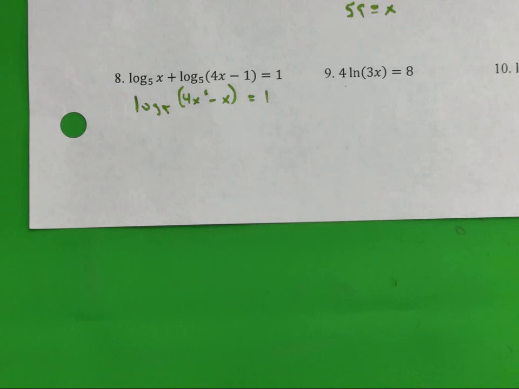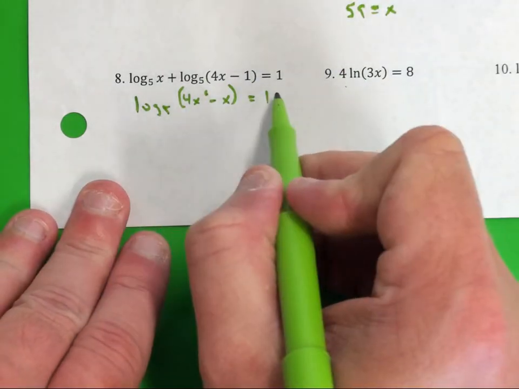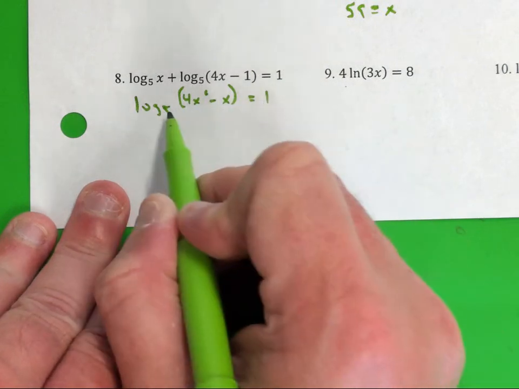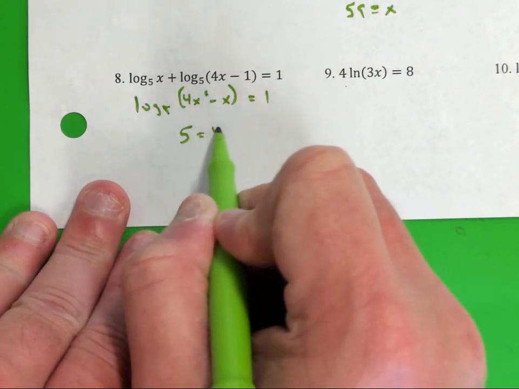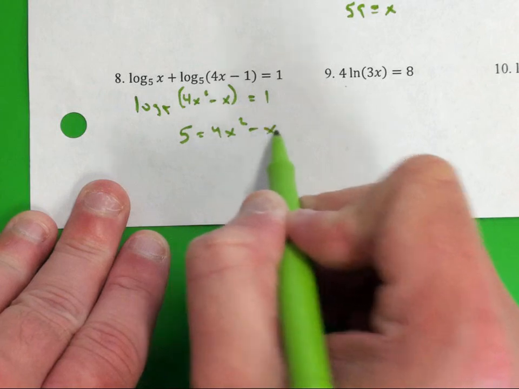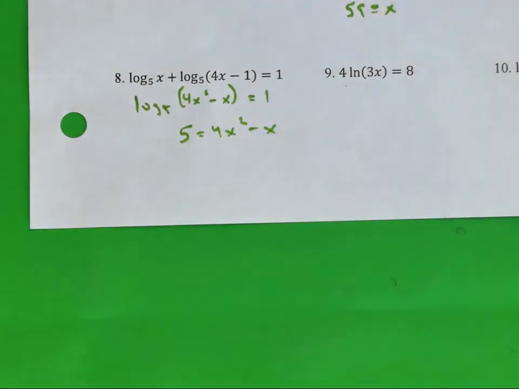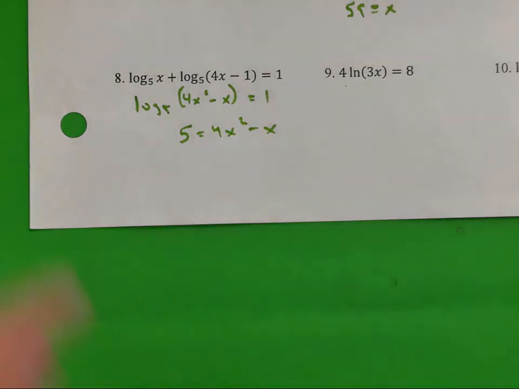Now, am I down to 1 log? Yes. So now I'm going to put it in exponential form. 5 raised to what power? 1. 5 raised to 1 is 5 equals 4x squared minus x. Now I just went from a logarithmic to what type of function? Quadratic. So therefore I've got to get it set equal to 0. Very good.